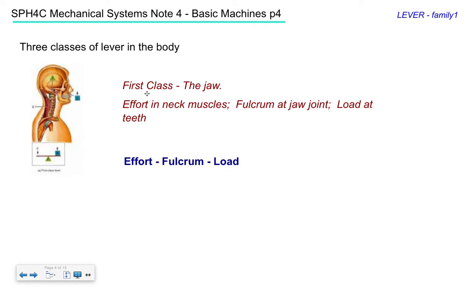So in this case, 3 classes in the body. A first class lever in our body would be at the jaw, where the jaw joint itself is the fulcrum, and the load when you're chewing something is at your teeth, but the effort is on the far end in your neck. So effort, fulcrum, load.